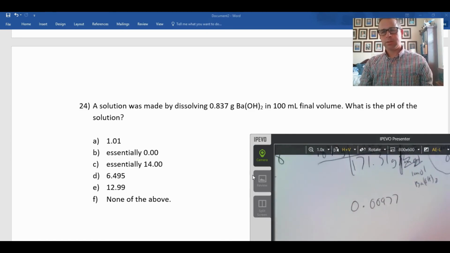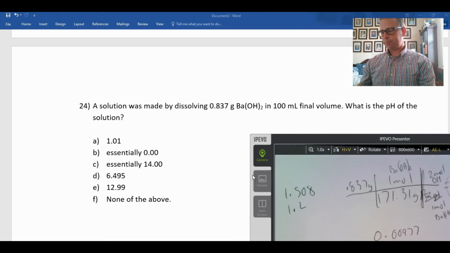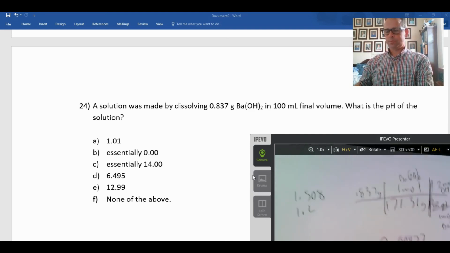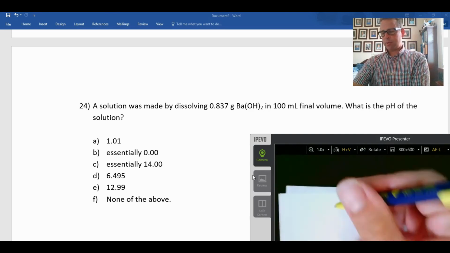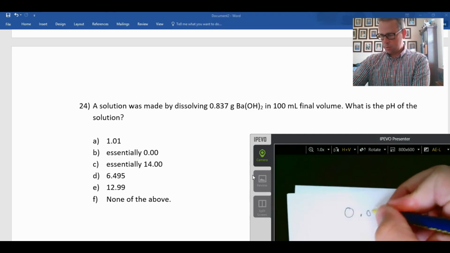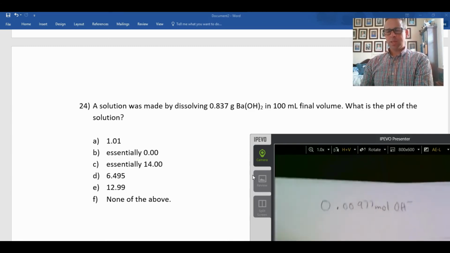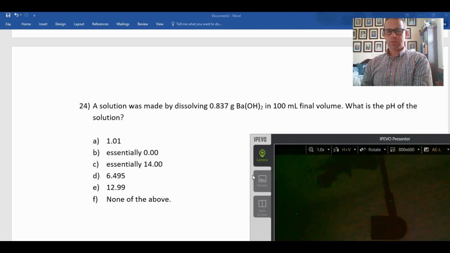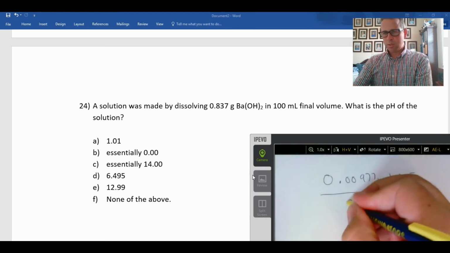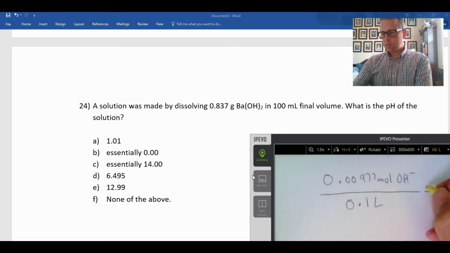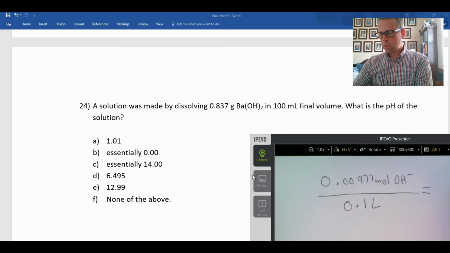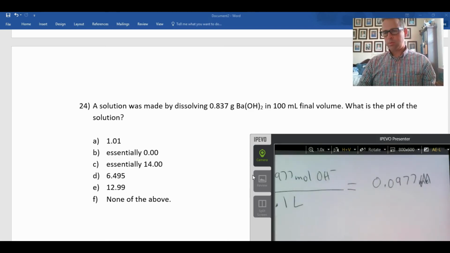Oh, didn't quite finish this. I know I have 0.00977 moles of hydroxide ion, but that's not in 1 liter. That's dissolved into 100 milliliters, so that's in 0.1 liters. So that's going to make the concentration of hydroxide ion 0.0977 moles per liter.